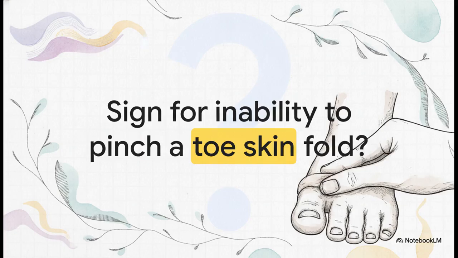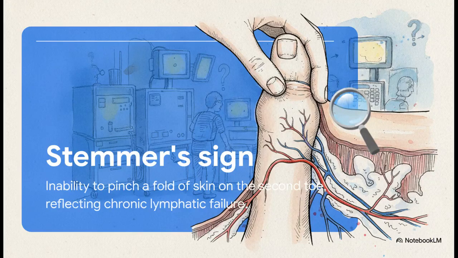The answer is B. Stemmer's sign is a highly specific physical exam finding. It is definitively positive when you literally cannot pinch and lift the skin on the top of the second toe. That incredible stiffness is directly caused by intense cutaneous fibrosis and proteinaceous fluid buildup.